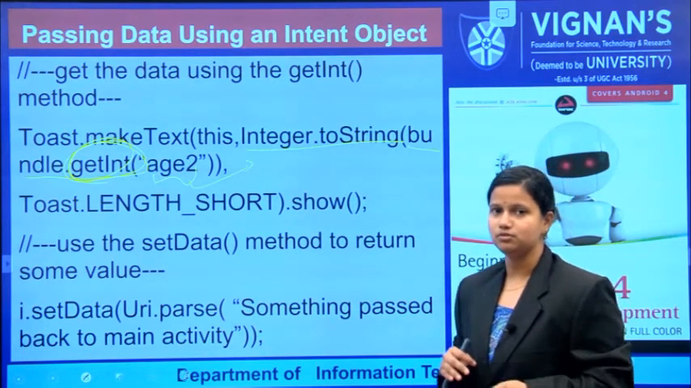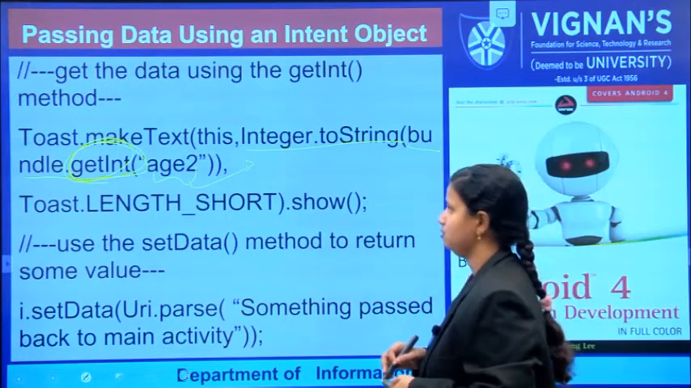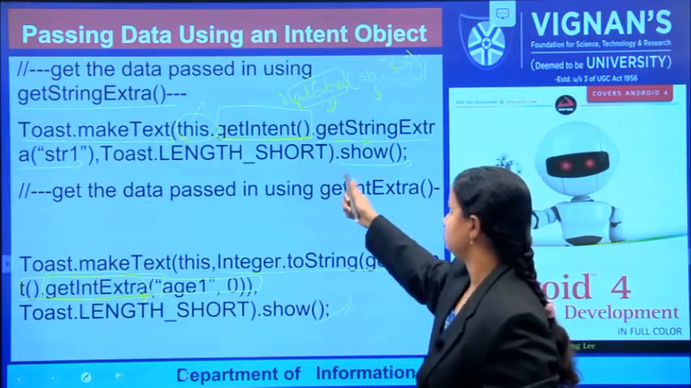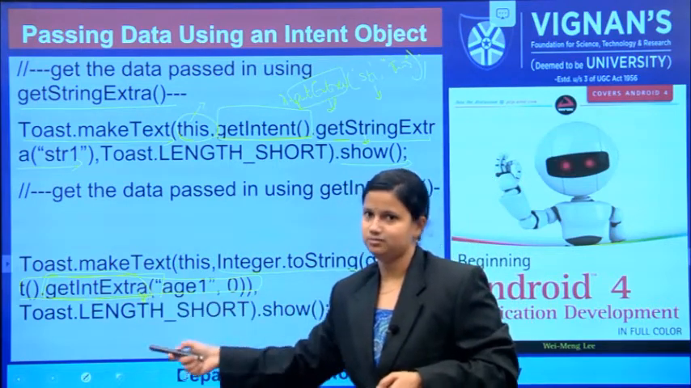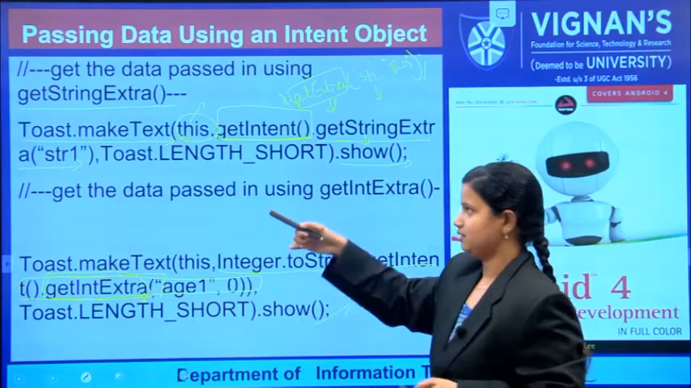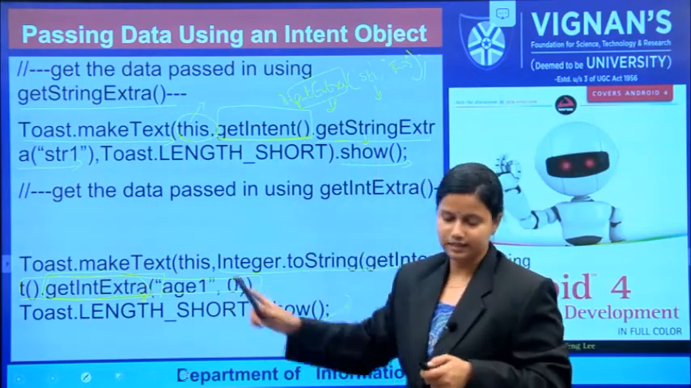From those we have to get the details. How do we get the details? Here we have to use getString and getInt, that is, getStringExtra and getIntExtra. Why? Because one is a string and the other is an integer value.